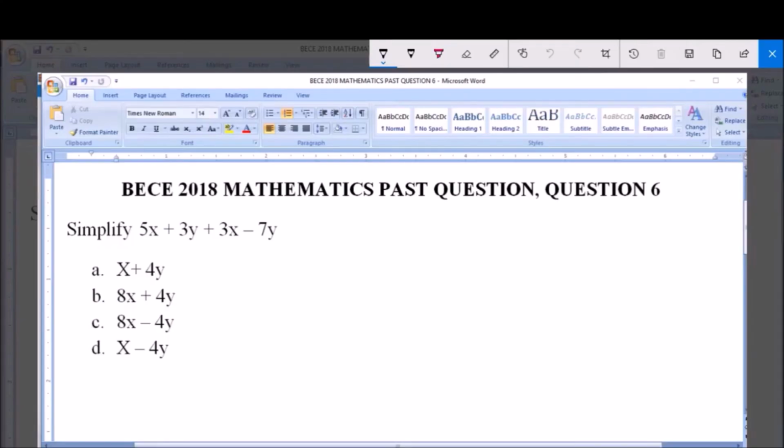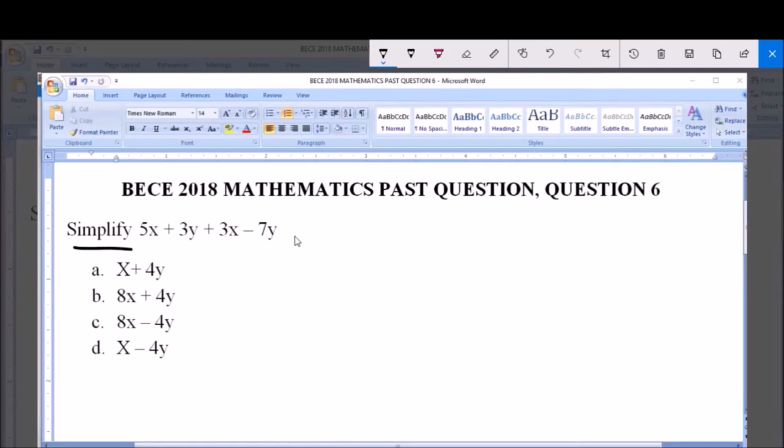Today we're going to be dealing with BECE 2018 Mathematics Past Question, question 6. Simplify 5x plus 3y plus 3x minus 7y. A, x plus 4y, B, 8x plus 4y, C, 8x minus 4y, and D, x minus 4y. So we have to simplify 5x plus 3y plus 3x minus 7y.